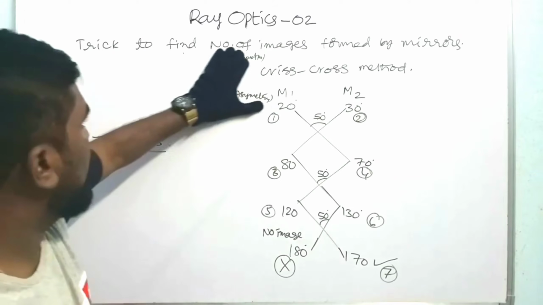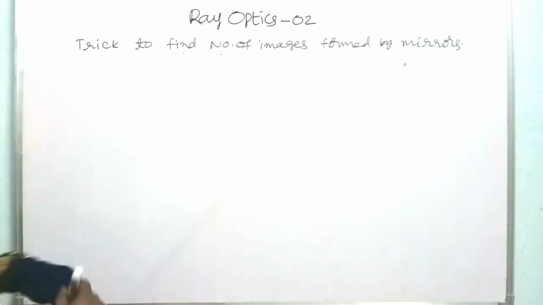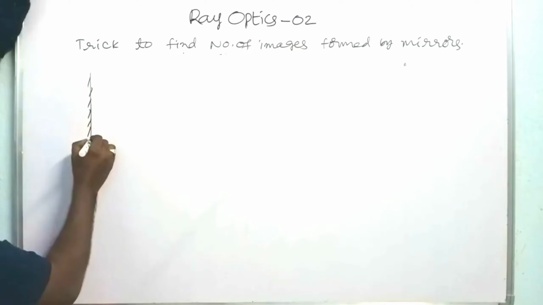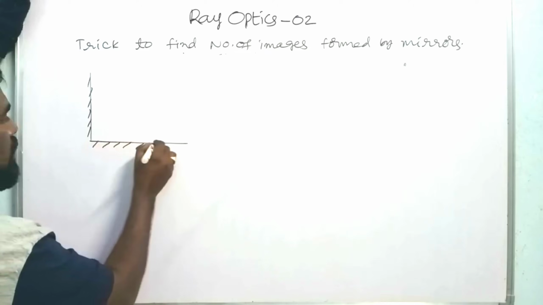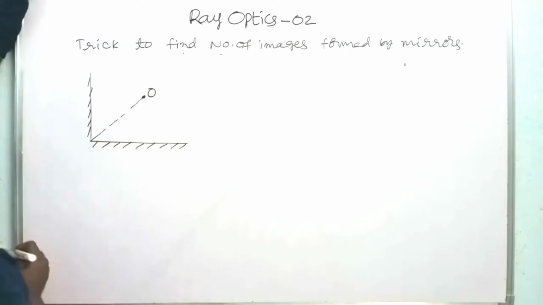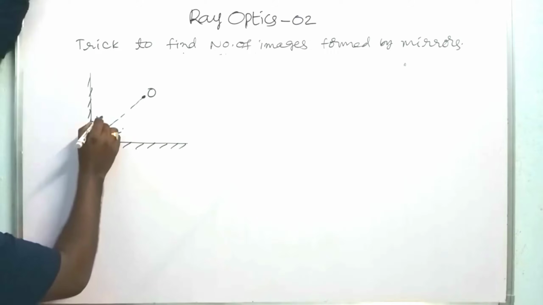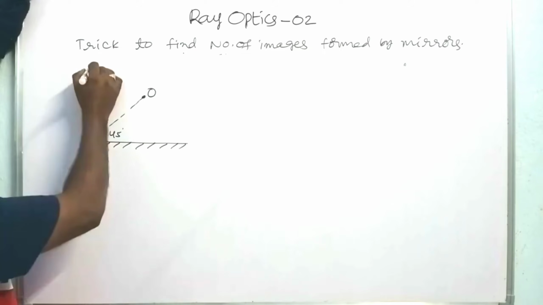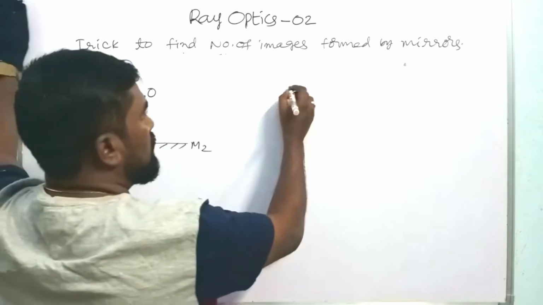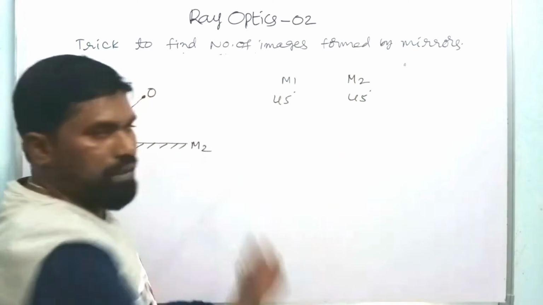So one more you have to see. If two mirrors, here this one, we already saw, and this is the object here, where theta is equal to 45 degrees and theta is equal to 45 degrees. Right? So this is M1 and this is M2. How many images will be formed? So this is M1 and this is M2. M1 is 45 degrees, M2 is 45 degrees.